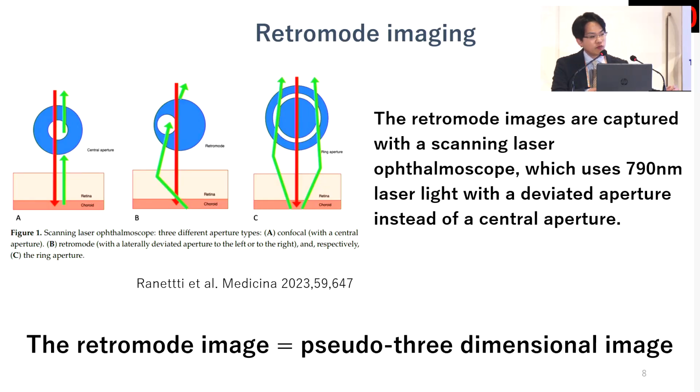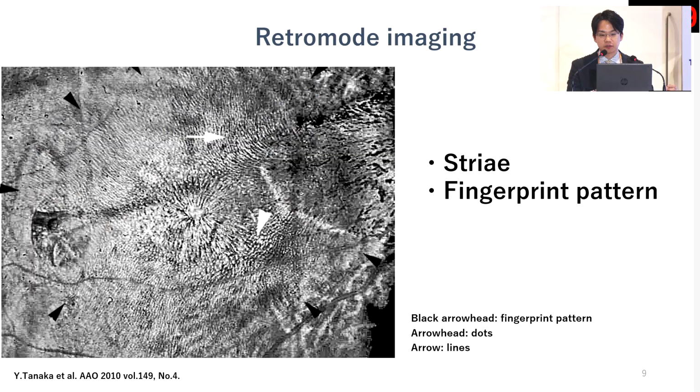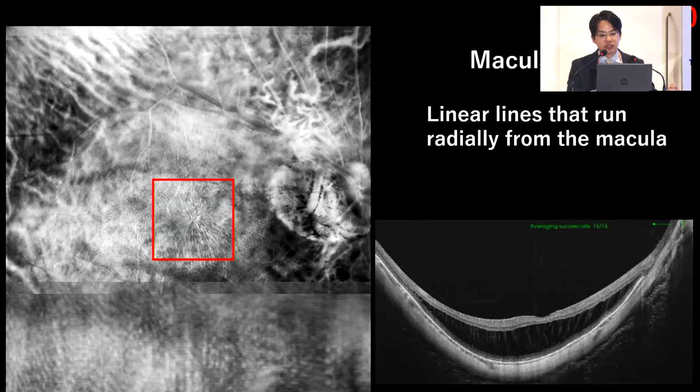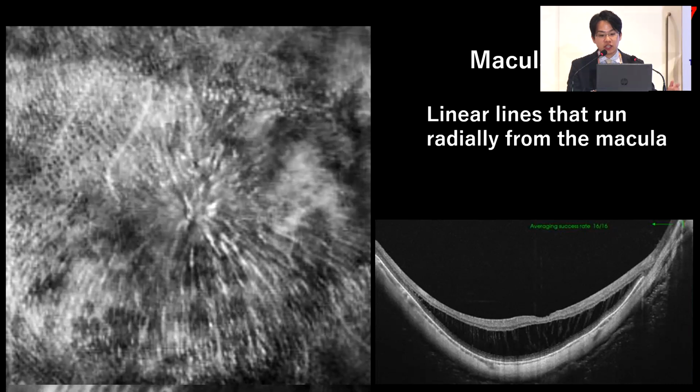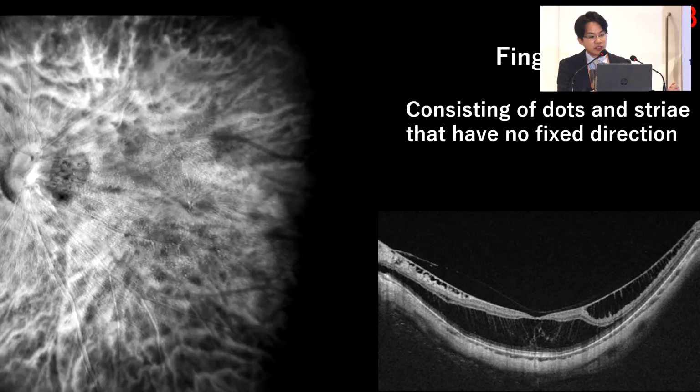As for examination, we use retromode imaging. Retromode scanning laser ophthalmoscopy imaging uses an infrared scanning laser ophthalmoscope to capture a pseudo three-dimensional image of the ocular fundus. Past studies revealed that there are 2 findings using retromode imaging, striae and fingerprint. Striae is like this picture. Striae are linear lines that run radially from the macula. This is fingerprint. Fingerprints consist of dots and striae that have no fixed direction.